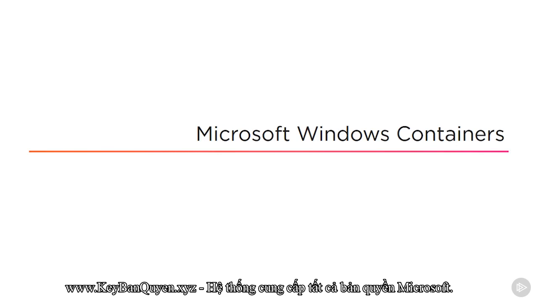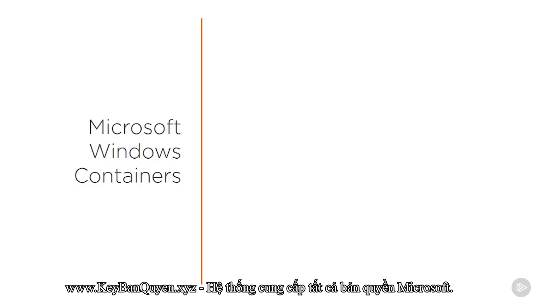In this video, we're going to discuss Microsoft Windows containers. Containers in Windows Server 2016 is all about protecting data through applications. Server 2016 supports two different types of containers: Windows Server containers and Hyper-V containers. The difference between the two is in the degree of container isolation they provide.